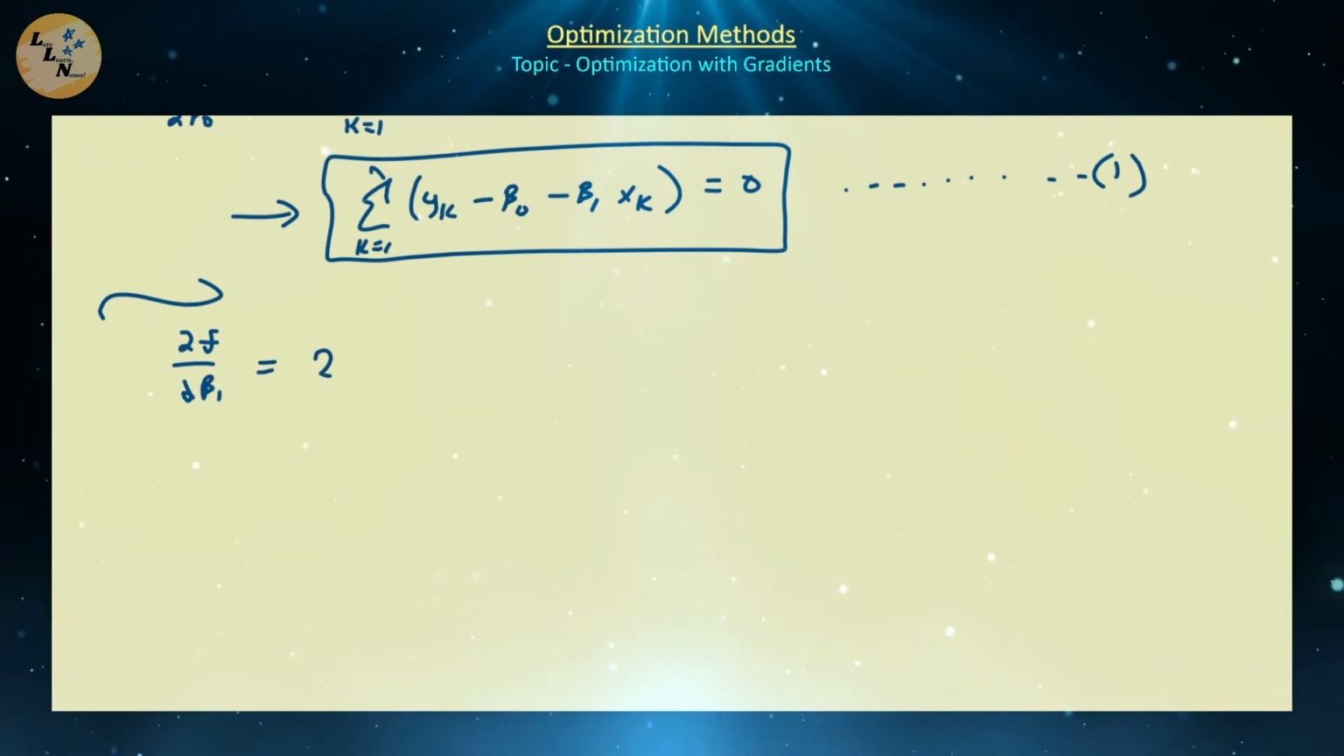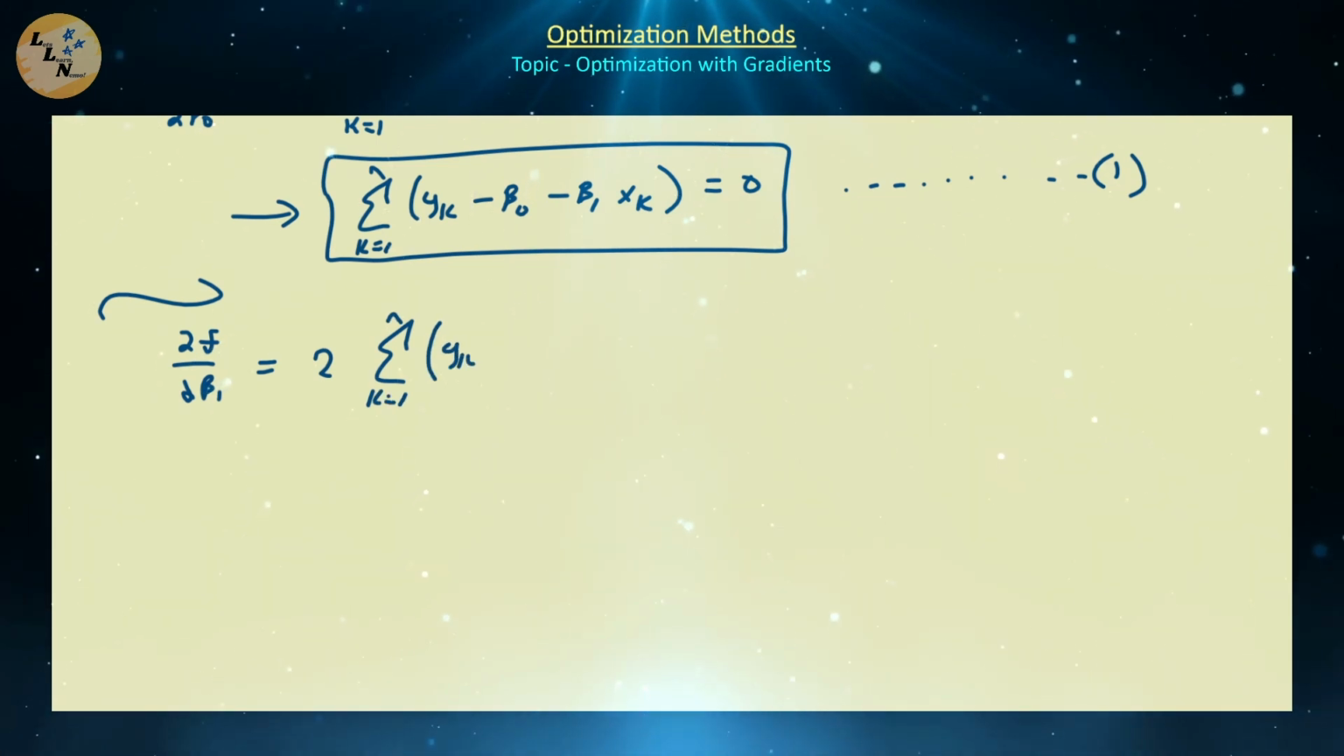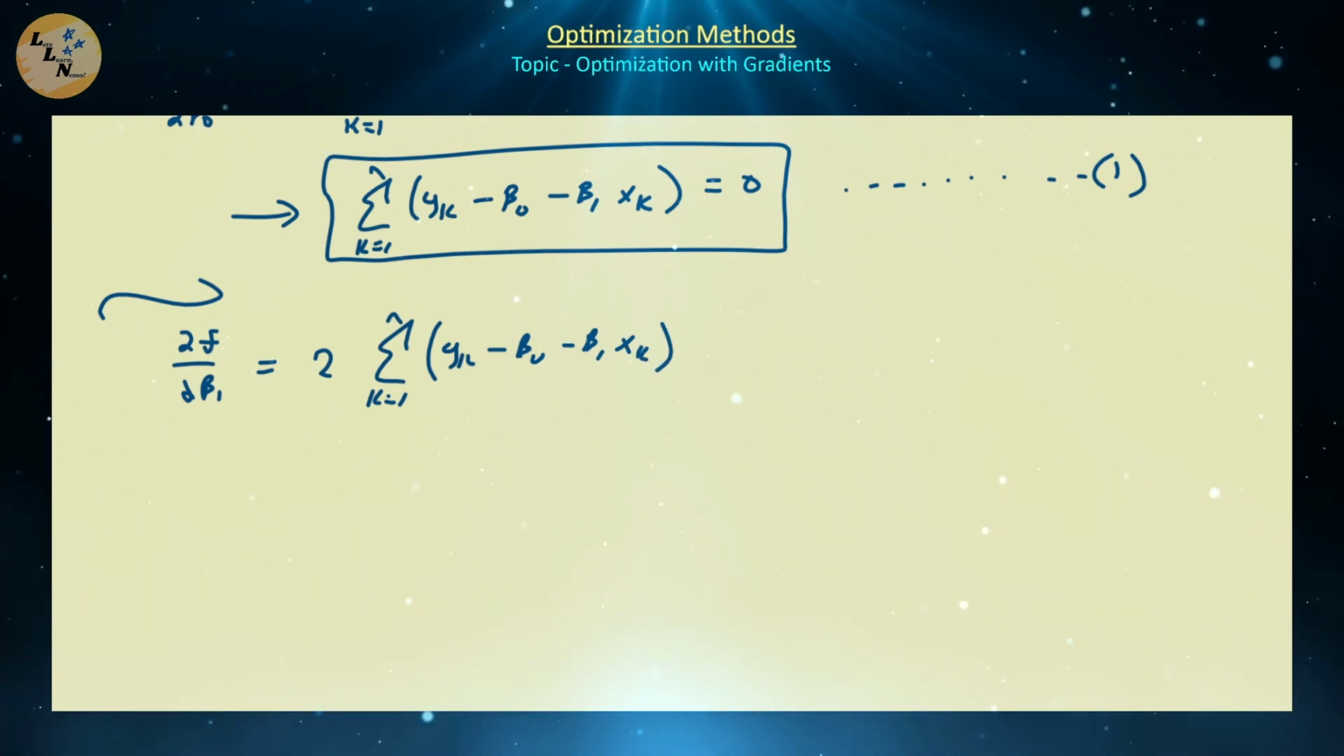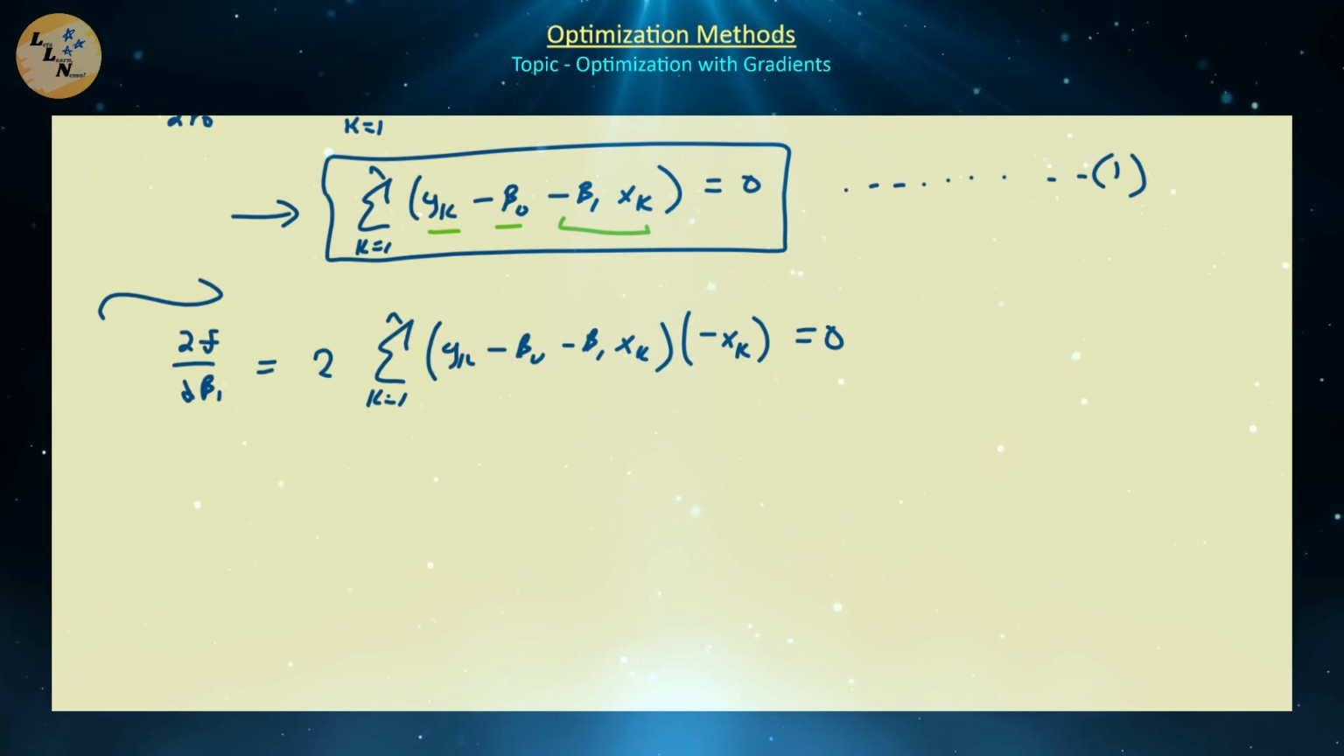So we're still going to have a 2 times the sum from k equals n of the inside, right? Now, what is the derivative of the inside with respect to beta 1? So that's a constant, that goes to 0, that's a constant, that goes to 0, and we have this minus xk next to the beta 1, so we need to be multiplying by that. So minus xk is equal to 0. So notice that we have a constant there, we have that minus 1, we can divide by minus 2, and that's going to give us still 0.